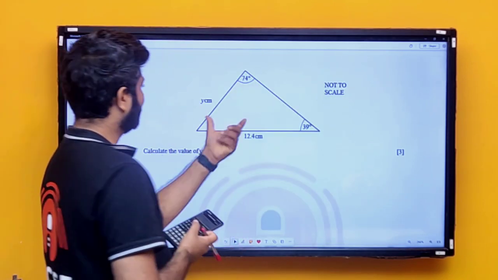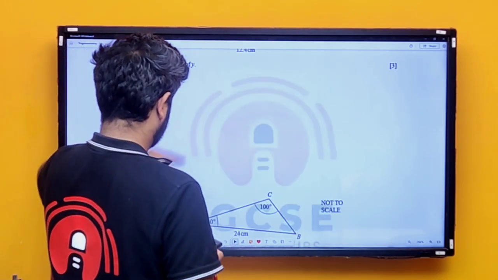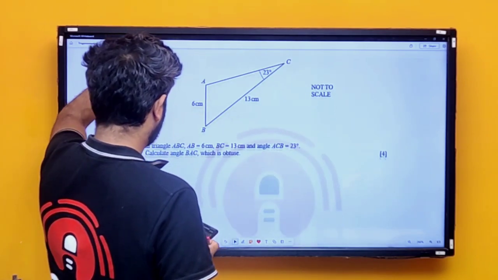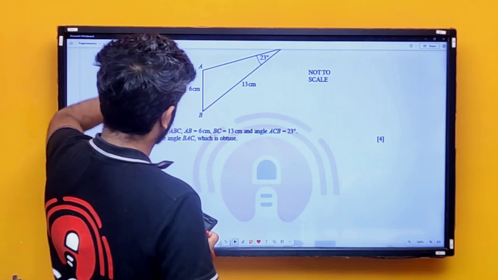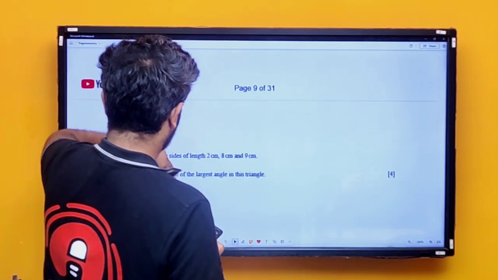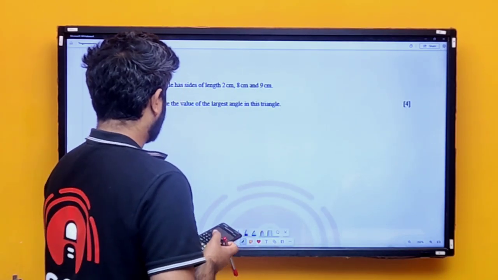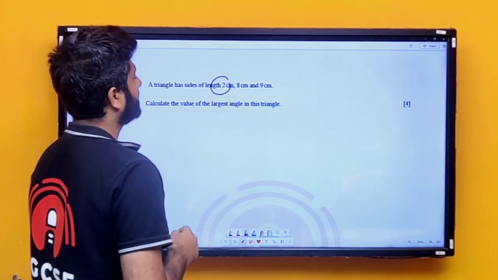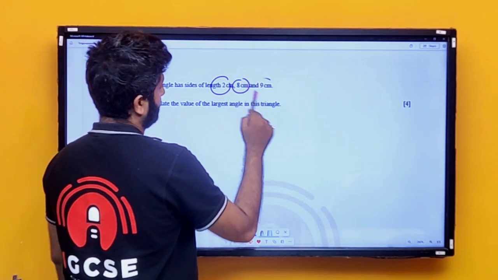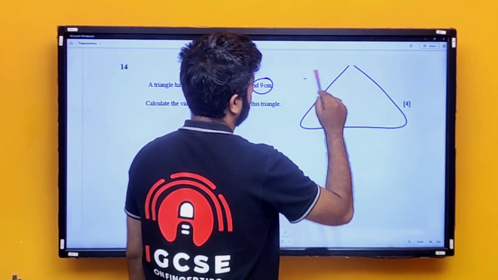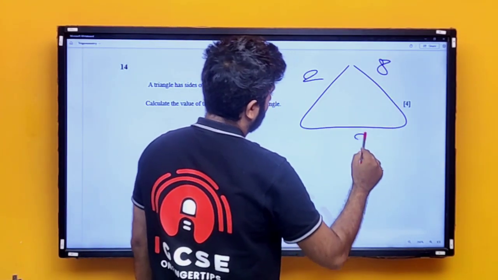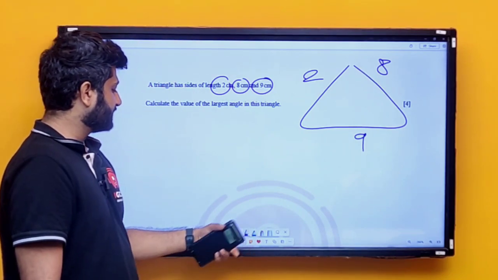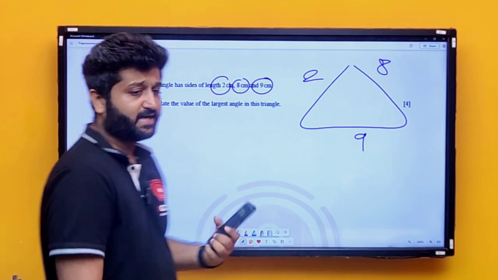Next, again I think a question of sine rule. Similar question. Think again, a question of sine rule, or again a question of area. Now I have a triangle with lengths 2, 8, and 9 cm. Calculate the value of the largest angle in the triangle.